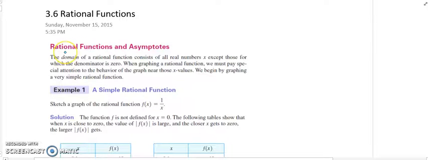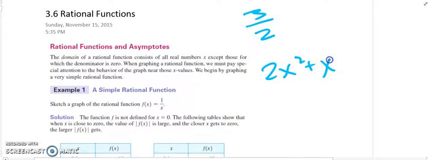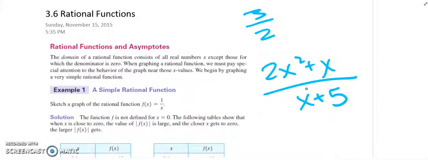So a rational function is like a rational number, like 3/2, right? So a rational function is going to be some sort of polynomial over another polynomial, something like this. This is what we've been doing synthetically, using long division to divide. But now we're just going to graph.